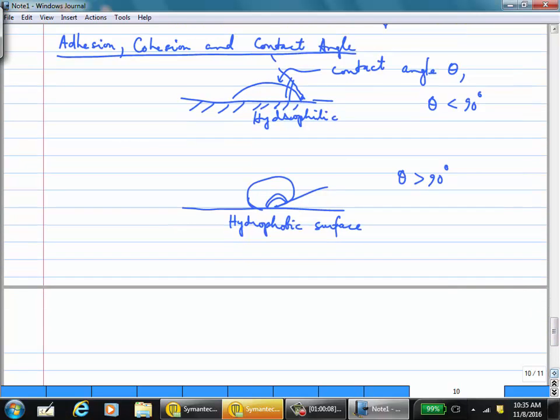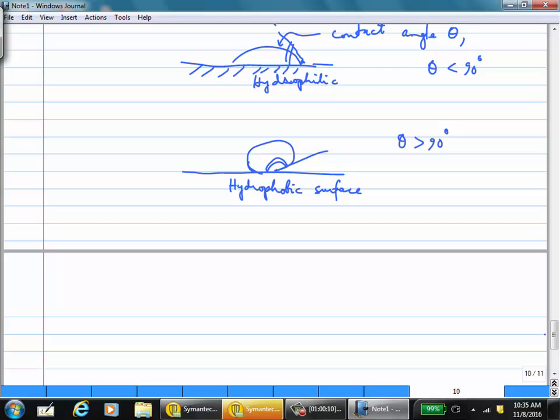So now I'm going to use these ideas, surface tension and the hydrophilic and hydrophobic surface ideas, to talk about capillary action.